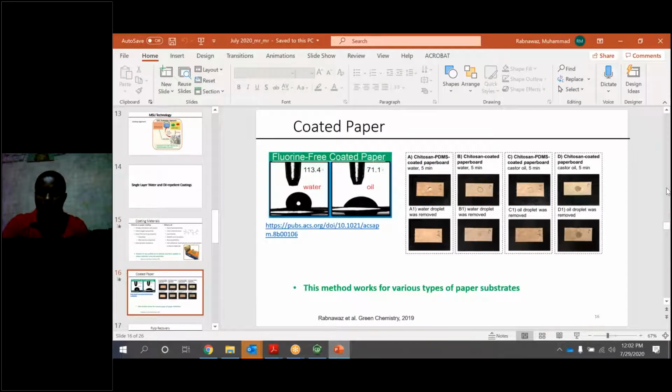So we did coating on paper substrate, paperboard. Here is the paperboard example. You can really see that this paperboard or paper substrate, when we coated with the chitosan and siloxane silicone oil, was not only water repellent, this is water, right? But also oil repellent as well. Okay, so that was really amazing to see. And more importantly, it can be applied to other systems as well. For example, you can easily apply this to wood or other porous substrates.